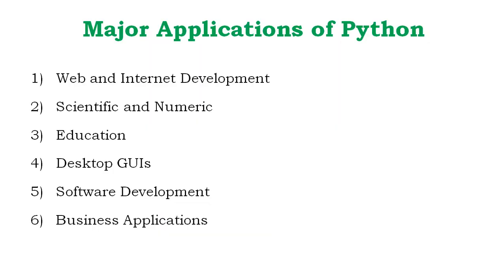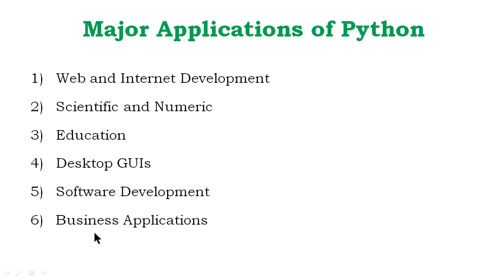First of all, what are the major applications of Python? These are the broader areas. You can add new areas to these areas. Number one is web and internet development. Number two is scientific and numeric Python. Number three is education. And number four is desktop graphical user interface. And number five is software development. And number six is business application.